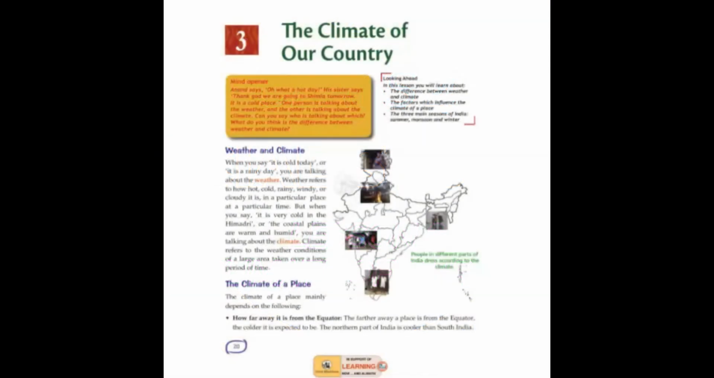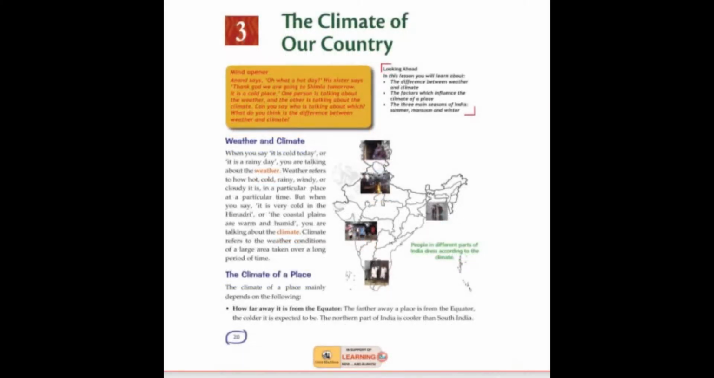My dear class 4 students, today we will take lesson 8, the climate of our country, India, page 58. Weather and climate. Difference between weather and climate. The factors which influence the climate of a place. The three main seasons of India: summer, monsoon and winter.